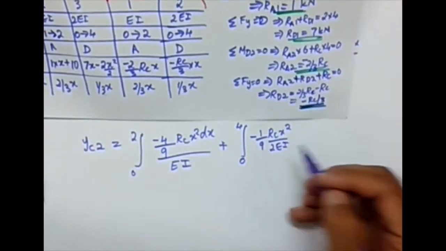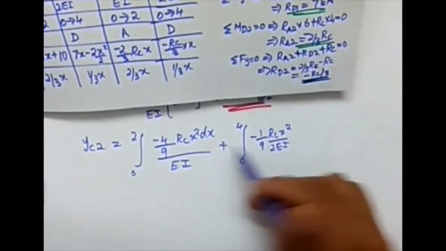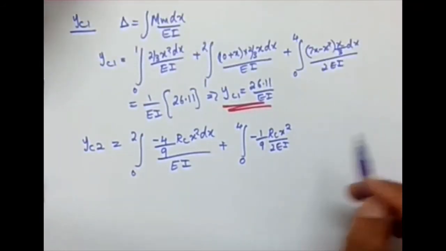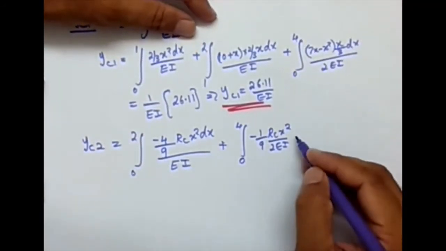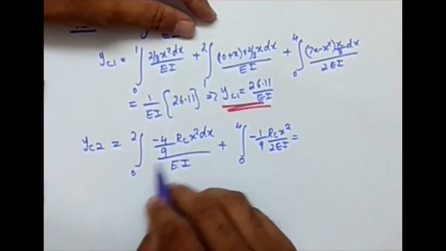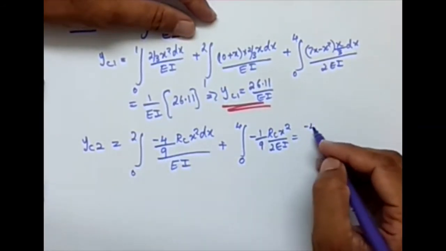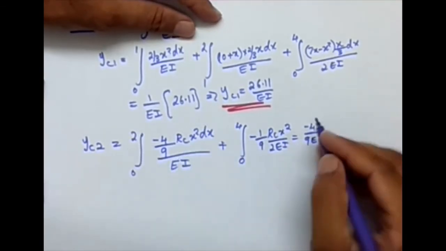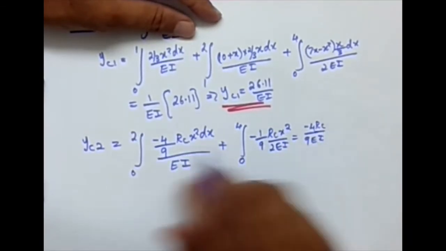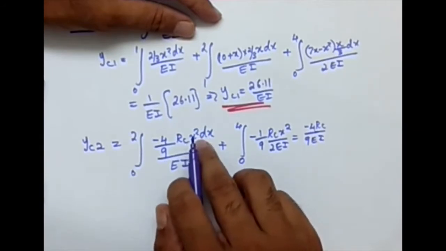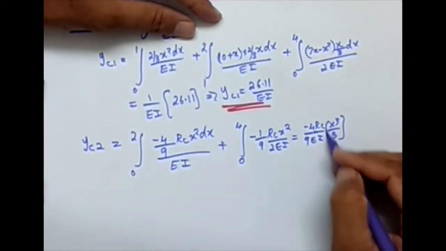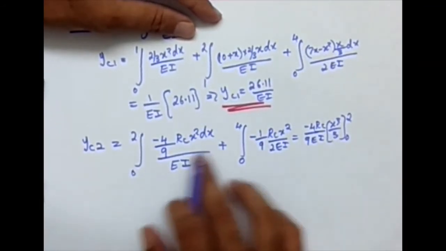Always be very careful about the EI parameter. So I got this. Now I just need to integrate this. This is not a hard part. Let's try that. I'm taking the constants out. In this the constants are minus 4 by 9 EI. Okay, it came out. And Rc also I can take outside because it's a constant. Now when I integrate, x square becomes x cubed by 3 in the limit 0 to 2. That's the first part.